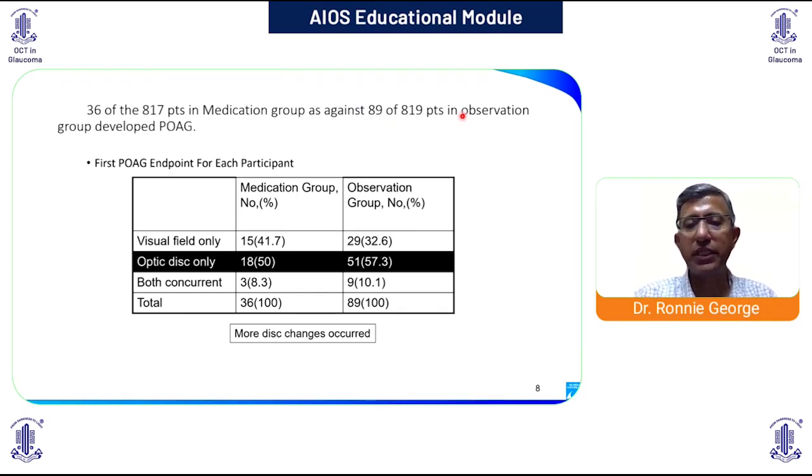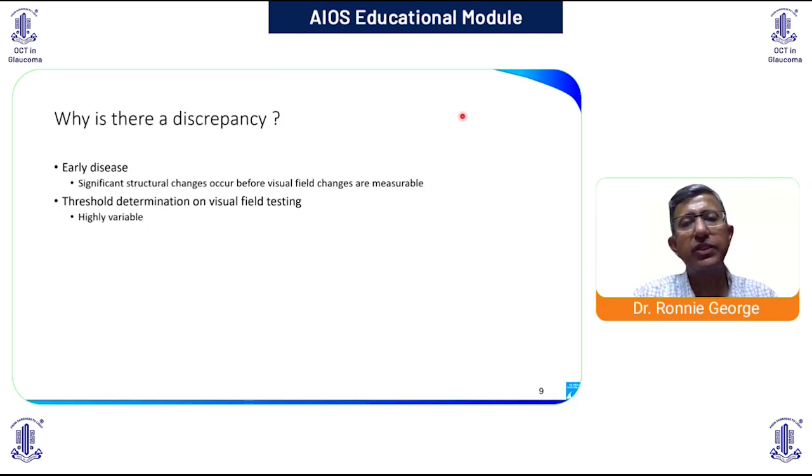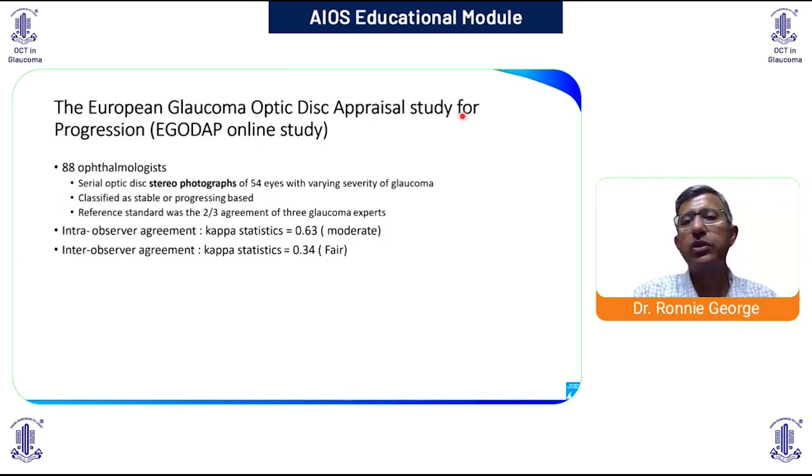More disc changes occurred, and this sort of fits into what we discussed earlier, that in early disease, significant structural changes occur before visual field changes are measurable. And this is partly because threshold determination on visual field testing is highly variable. So why don't we use the optic disc more commonly to assess progression? And there is a reason for that.